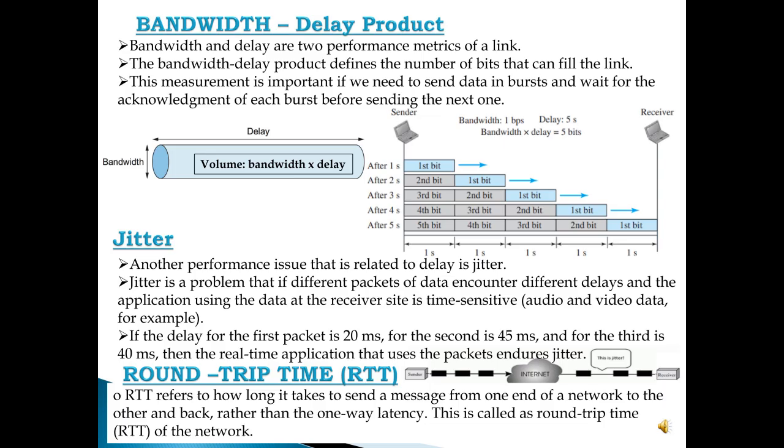Now, next we have bandwidth delay product. Bandwidth and delay are two performance metrics of a link. The bandwidth delay product defines the number of bits that can fill the link. This measurement is important if we need to send data in bursts and wait for the acknowledgement of each burst before sending the next one.